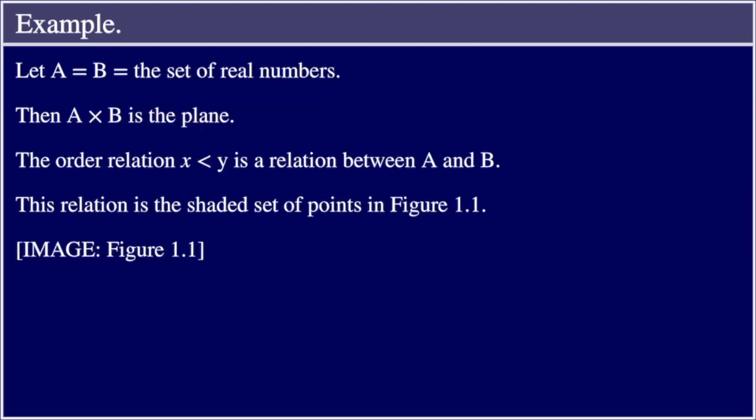Example: let A equal B equal the set of real numbers. Then A cross B is the plane. The order relation x less than y is a relation between A and B. This relation is the shaded set of points in Figure 1.1.